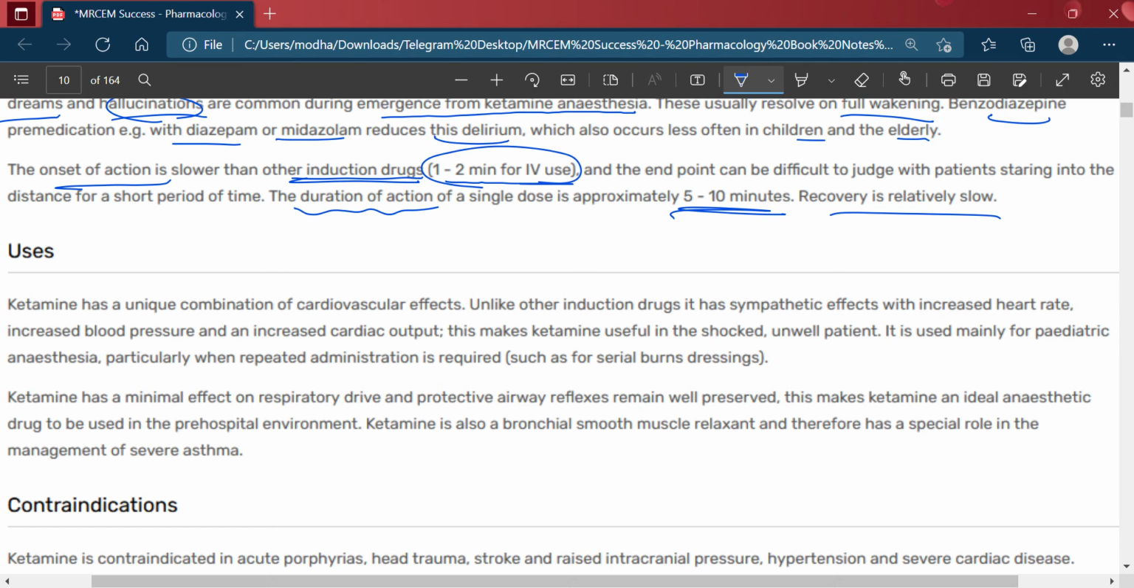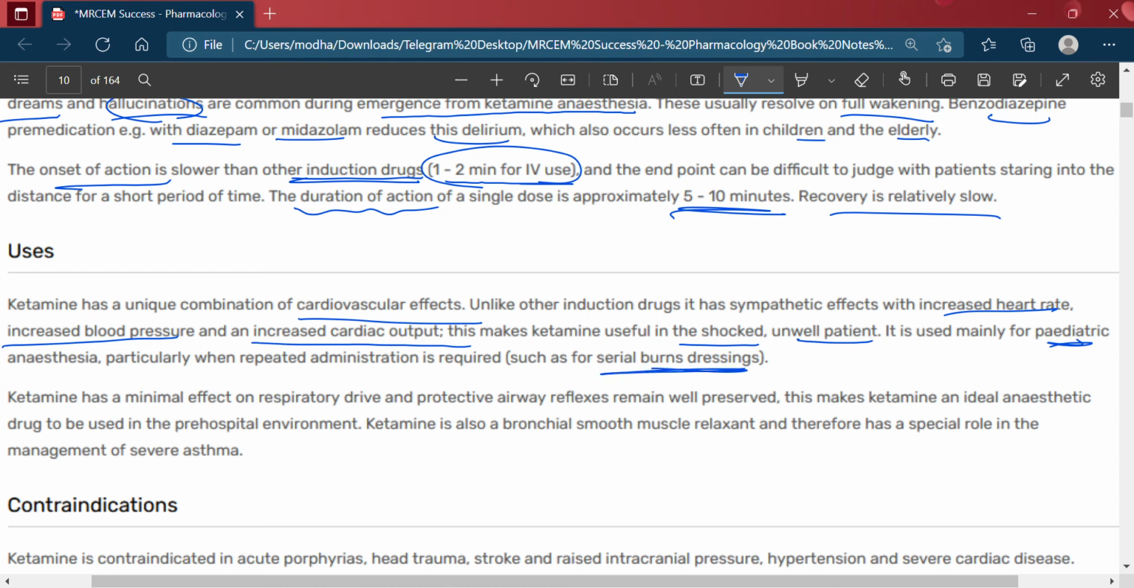So, use of ketamine. Ketamine has a unique combination of cardiovascular effects. Unlike other induction drugs, it has a sympathetic effect with increased heart rate, increased blood pressure, and increased cardiac output. This makes ketamine useful in the shocked, unwell patient. It is used mainly for pediatric anesthesia, particularly when repeated administration is required, such as for serial burn dressings.